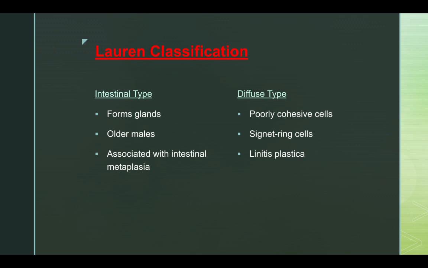This is the Lauren classification, which I had told. Lauren classification of gastric carcinoma is divided into two types, intestinal type and diffuse type. The intestinal type usually is seen in older adults, whereas diffuse type is seen in younger patients. Usually males are more affected by intestinal type of carcinoma, whereas diffuse type is equal in both sexes.